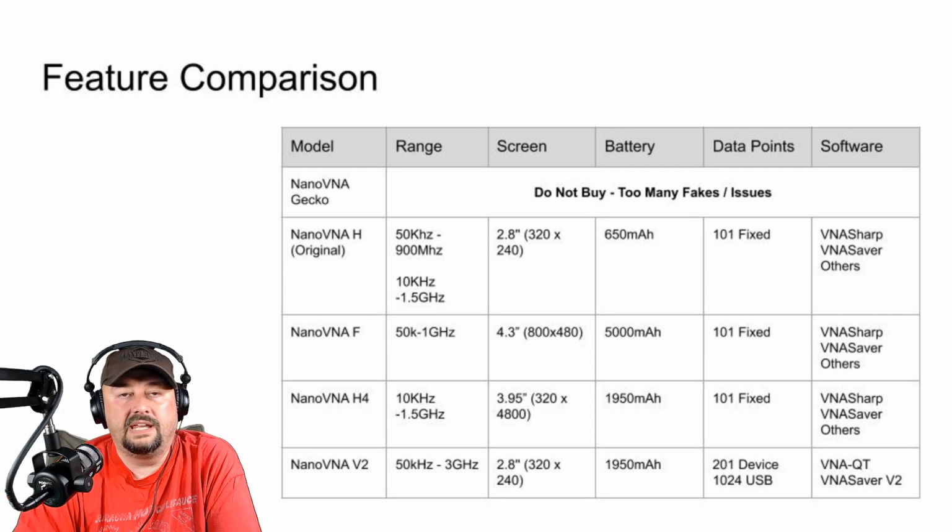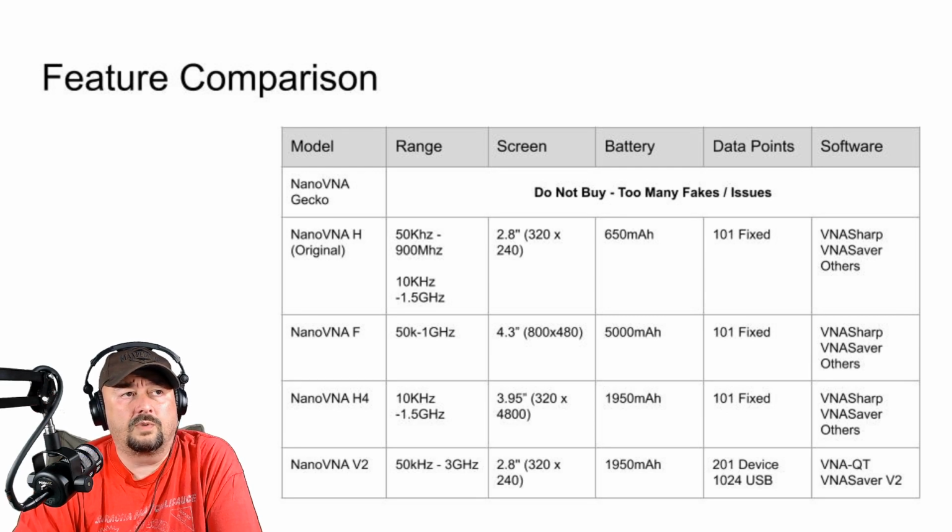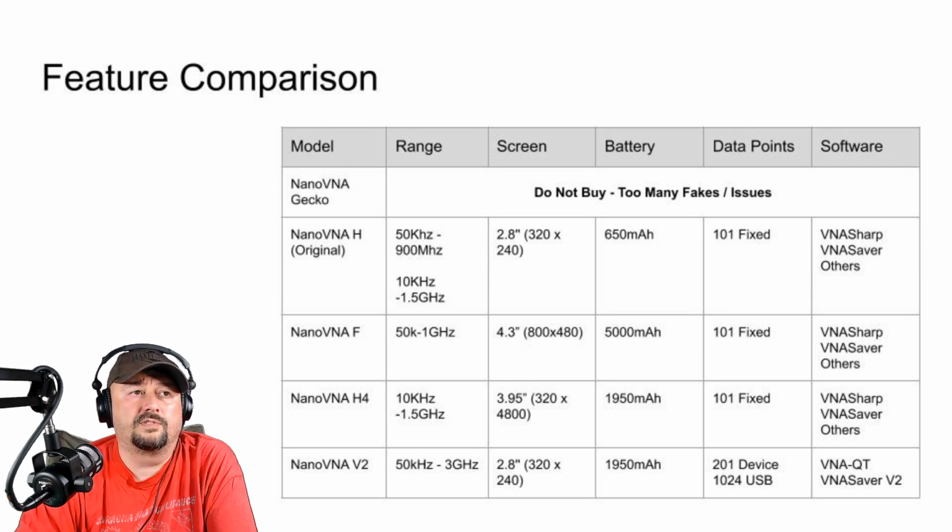The NanoVNA-H is the original NanoVNA, and it's the one that's most often cloned or counterfeit. Depending upon the firmware that you get, and you can also install custom firmwares, you get a range of 50 kHz to 900 MHz, or from 10 kHz to 1.5 GHz. The screen is 2.8 inches, with a resolution of 320 by 240. It has a 650 milliamp hour battery, and has 101 fixed data points.